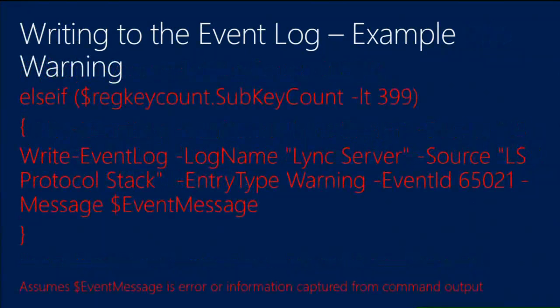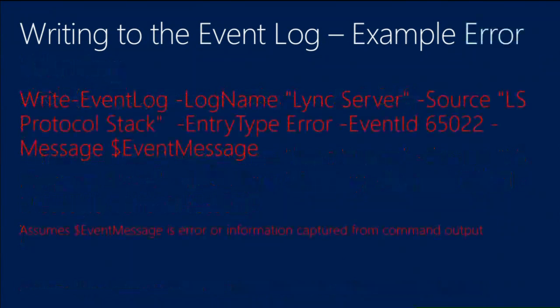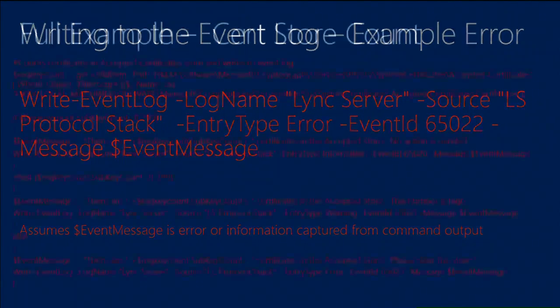Then the next one, this is our example for the warning. Very similar, it's just this is more than 299, less than 399. And then the difference is we're putting event type warning in. And finally, our error. So this is the important one. So this is what allows the SCOM message to trigger.